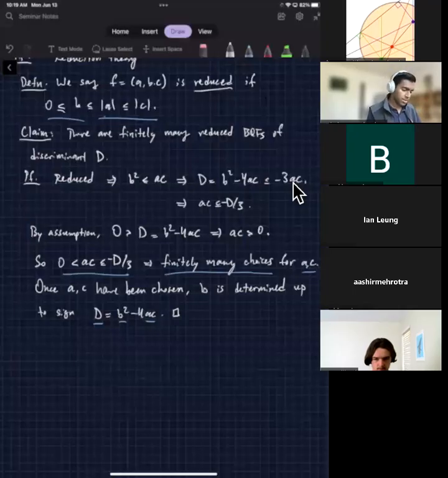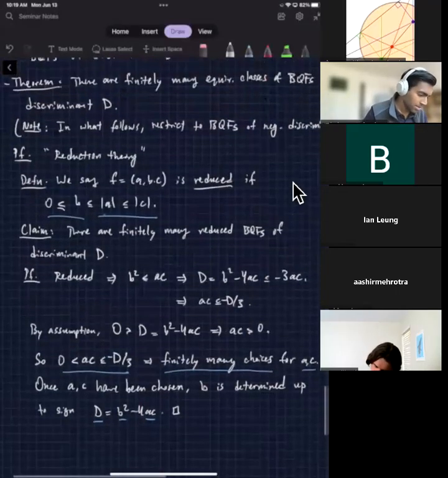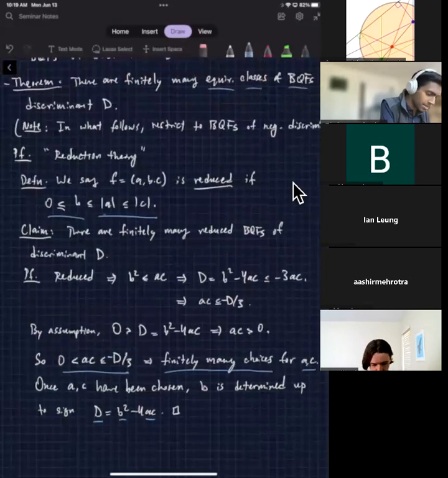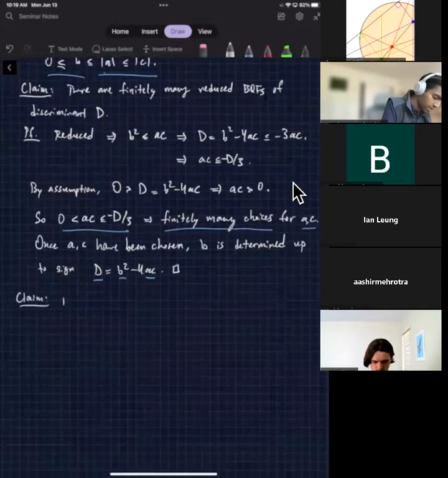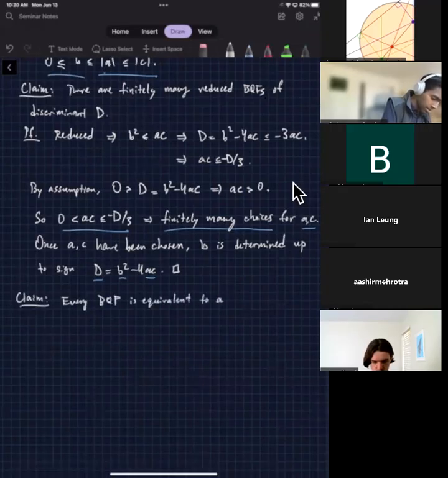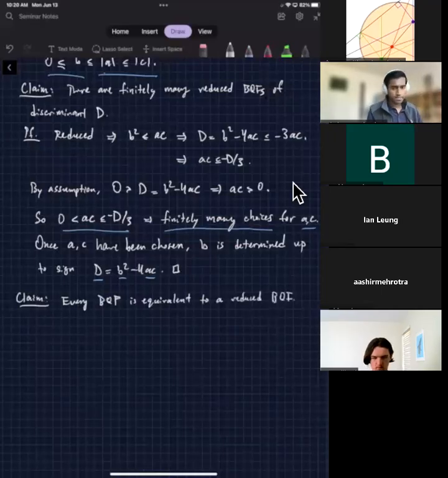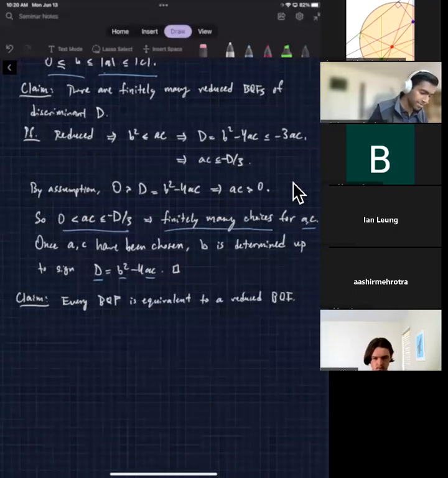Okay. So we've shown that there are finitely many reduced BQFs of discriminant D, but what we wanted to show was that there are finitely many equivalence classes of BQFs of discriminant D. And that will follow from the next claim, which is that every BQF is equivalent to a reduced BQF. If you just take this claim and combine it with the previous claim, you'll get the theorem. Okay, so let's prove the second claim here.